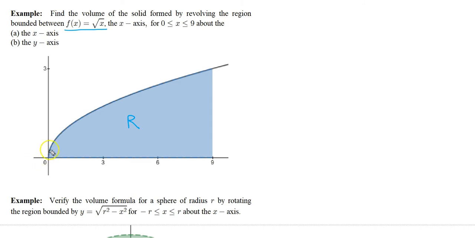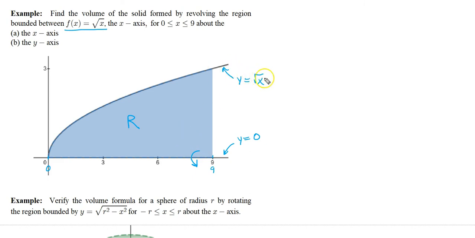You see this curve right here, that is the square root of x. The x-axis, of course, is right here. The equation for the x-axis, of course, is y equals 0. And then x is supposed to be between 0 and 9. So right here is 0, and right here is 9 on the x-axis. And so we want to take this region and rotate it around the x-axis and calculate that volume.